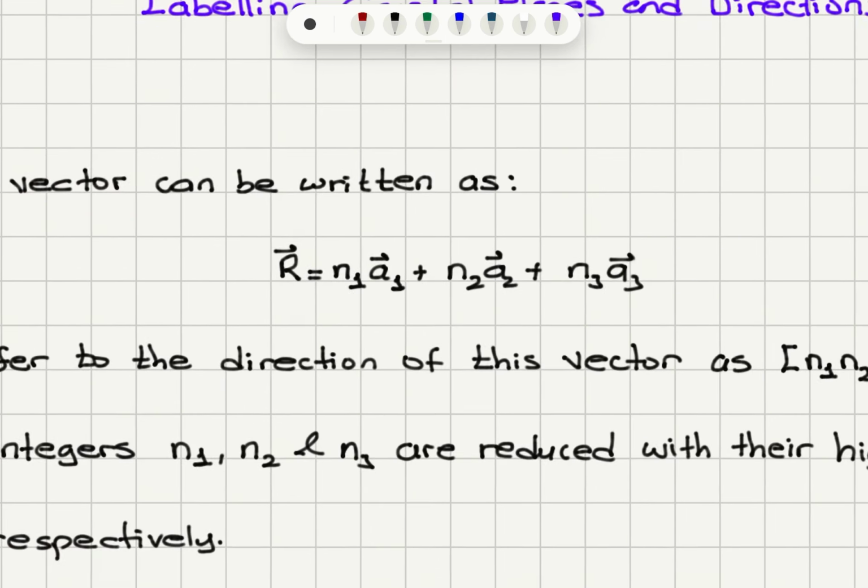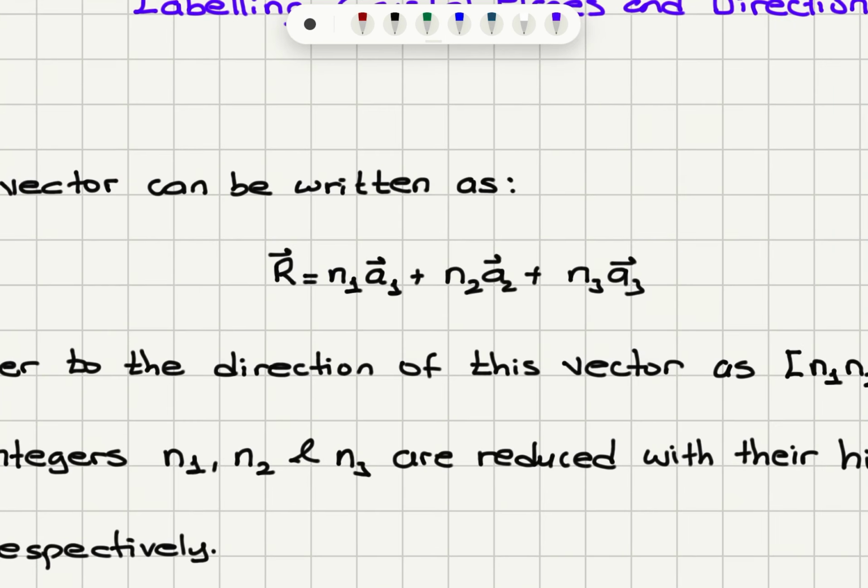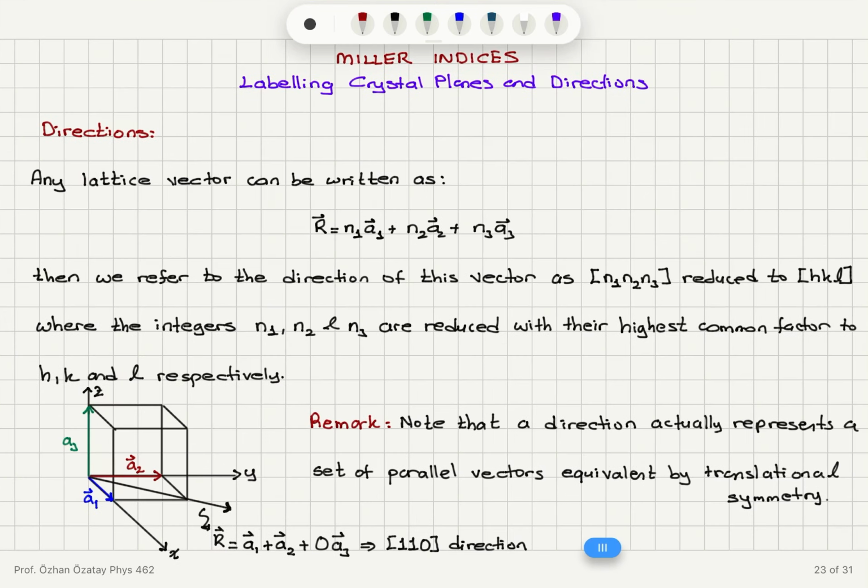to another lattice point, R vector that is written in the form n1a1 plus n2a2 plus n3a3. n1, n2, n3 are integers, a1, a2, a3 are our basis vectors. Then we will refer to the direction of this vector as a set of indices called the Miller indices shown in square brackets HKL, such that these numbers HKL are n1, n2, and n3 reduced with their highest common factor.